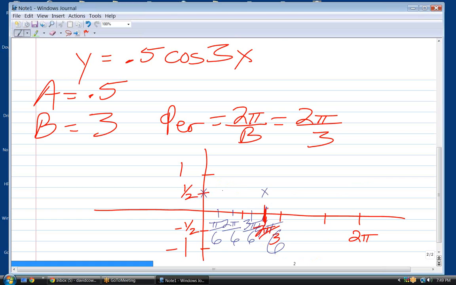I know where everything has to go. I know it has to start on my first x, it's got to go through the first quarter point there. It's got to hit its minimum, minus 1/2, right there. It's got to come back up through the x-axis at the third quarter point, and it's got to end at the fourth quarter point. So I can draw it, looks like that. Okay? All right.